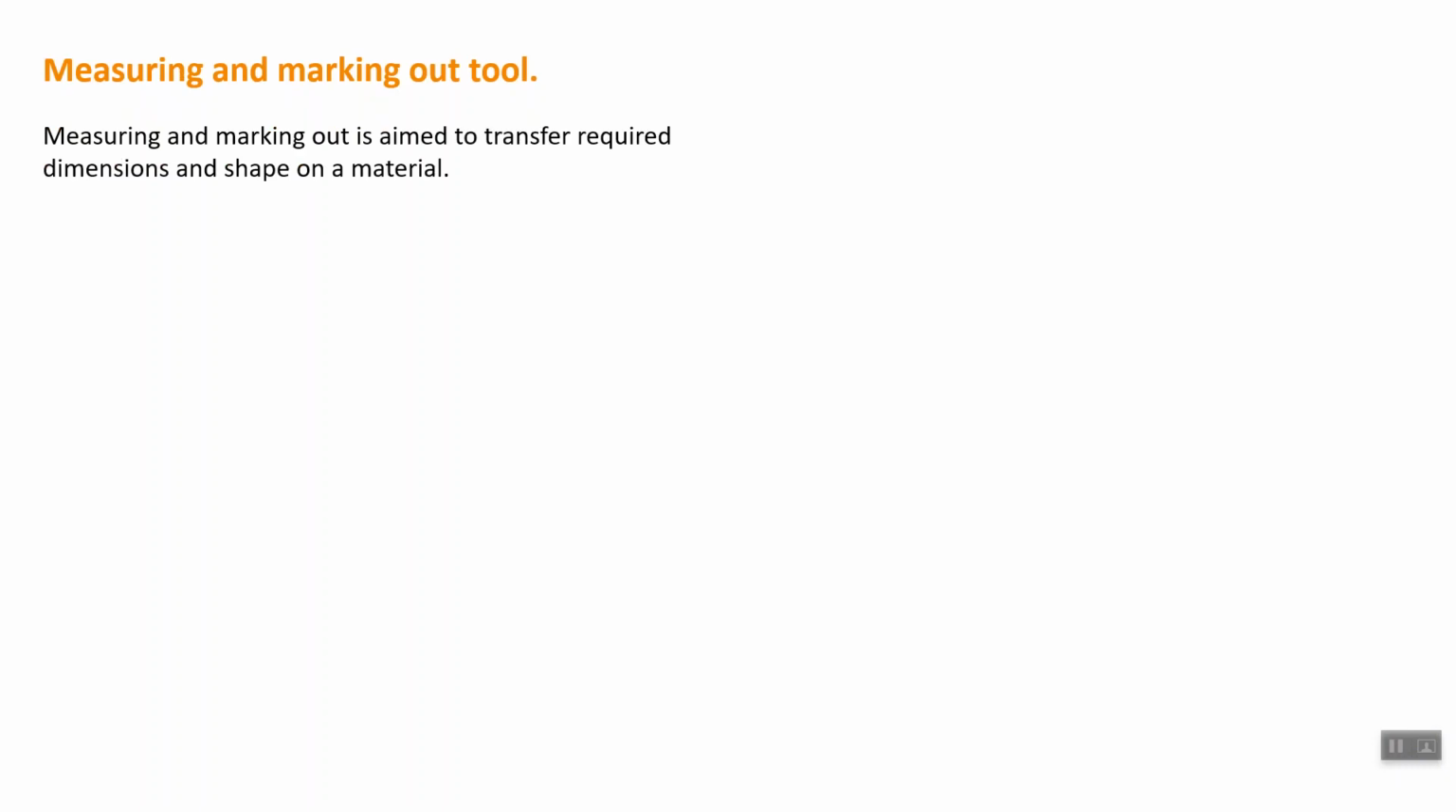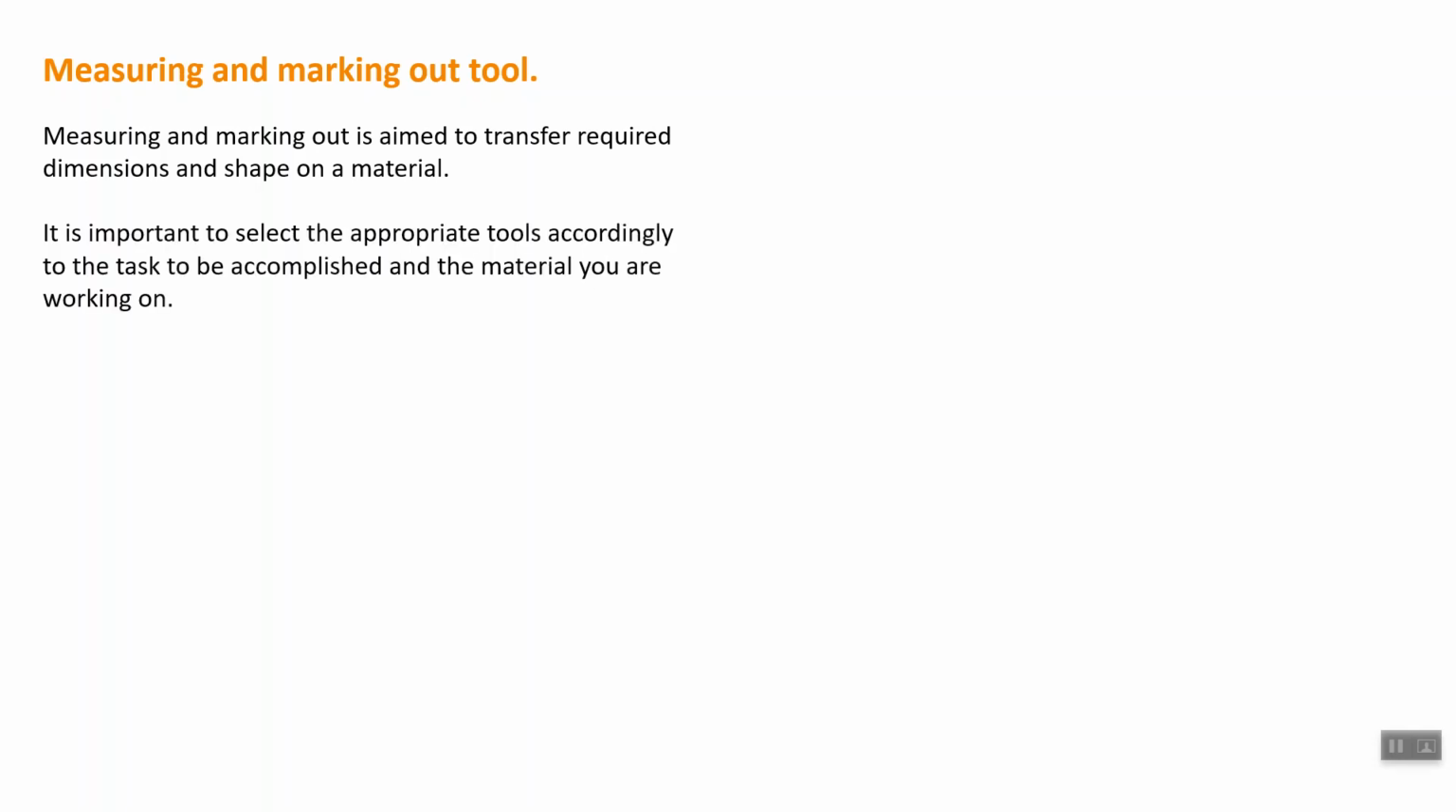So first of all, let us see about the measuring and marking out tools. Measuring and marking out is aimed to transfer required dimension and shape on a material. So before cutting, we have to measure the accurate distances we need or mark out the required shape we need on the material before cutting. So it is important to select the appropriate tools according to the task to be accomplished and the material we are working on. So there are different types of measuring tools adapted to the materials we are using. There are measuring tools used for metals, measuring tools used for wood or plastics.